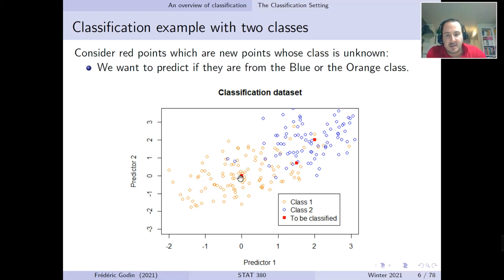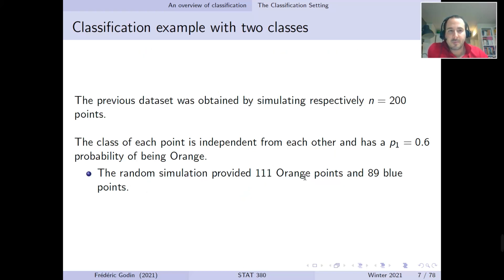Okay, so in practice, the vast majority of classification methods would set this point as orange, this one as blue, and for this one it's not as clear, so it's going to depend on the methodology or the classifier we select. We're going to discuss such classifiers next, or at least throughout this chapter.